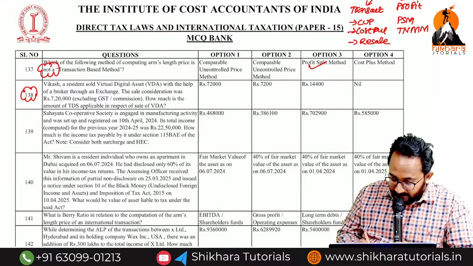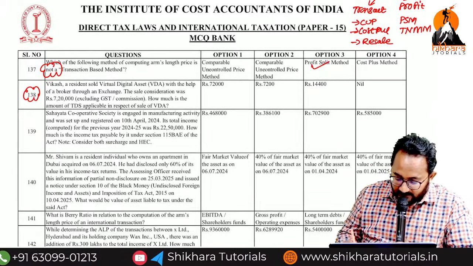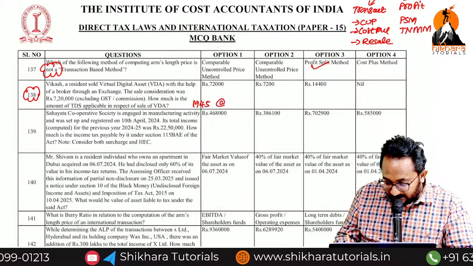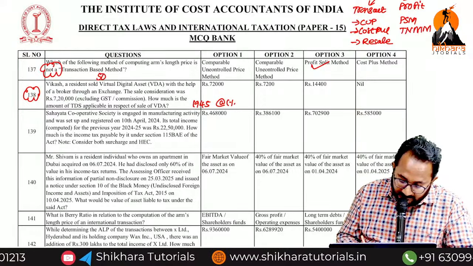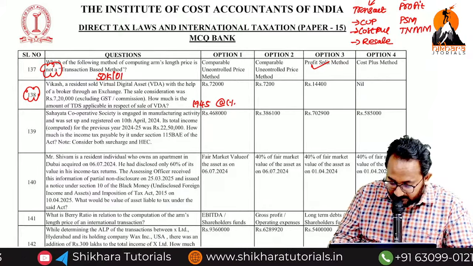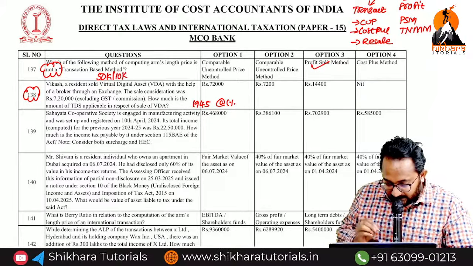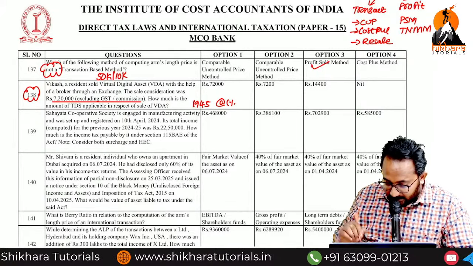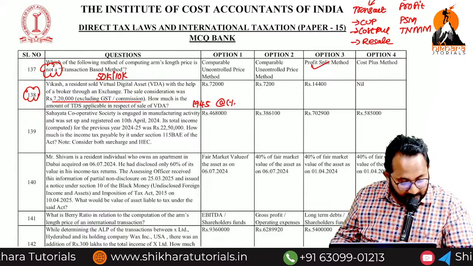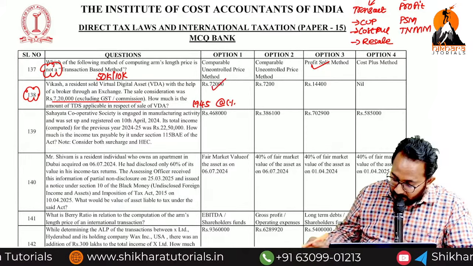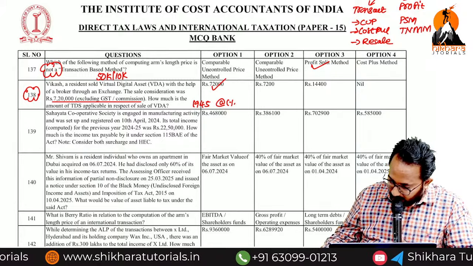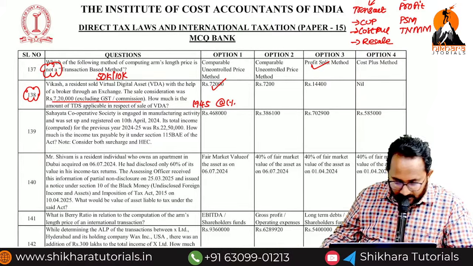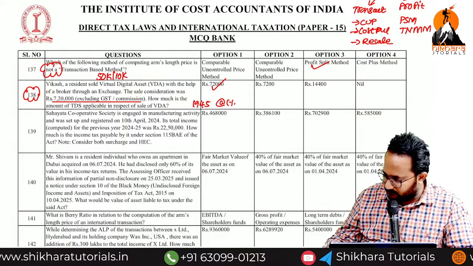Now a virtual digital assets related MCQ is given. Can you tell me which TDS provision is applicable? 194S is applicable, TDS at the rate of 1%. Threshold limits are 50,000 and 10,000 in different cases. But in our case, excluding GST or commission, the amount is 7,20,000. If you apply 1% on that, 7,20,000 into 1%, you will get 7,200, right?